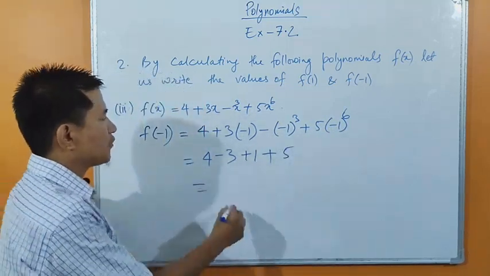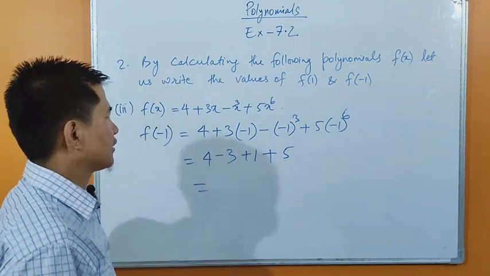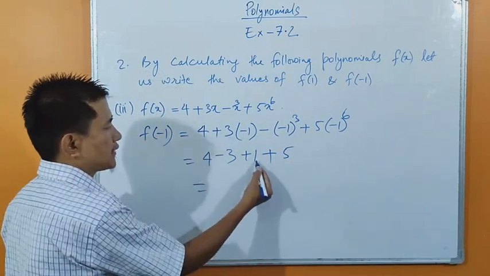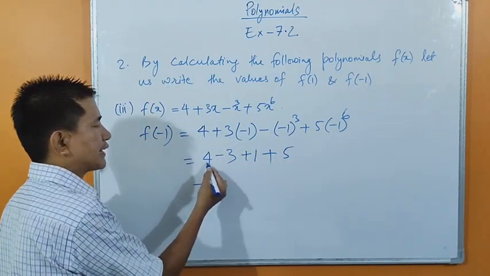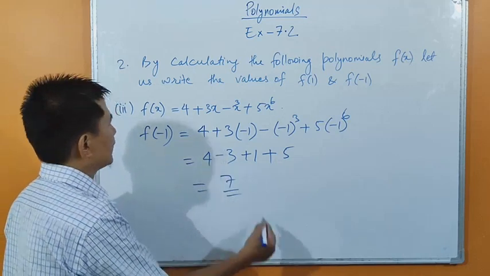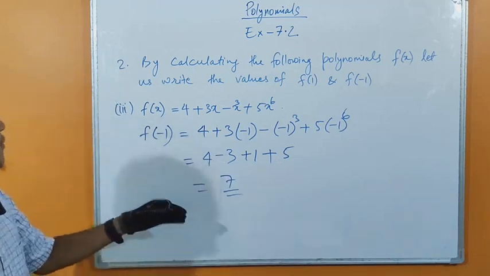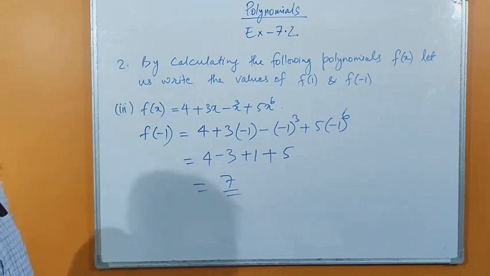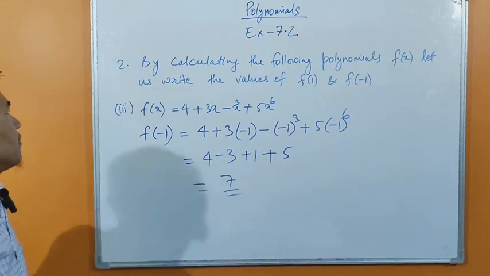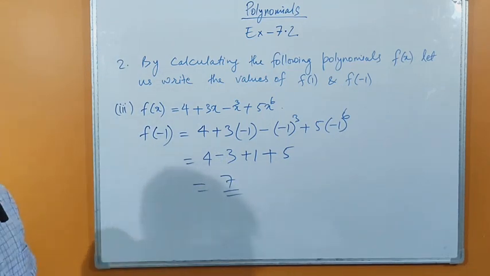Now let us add up all the positive numbers and subtract the negative one. 5 plus 1 is 6. 6 plus 4 is 10. 10 minus 3 is 7. This is the answer for sub number 3 of question number 2. Okay, now let us go to sub number 4 of question number 2.